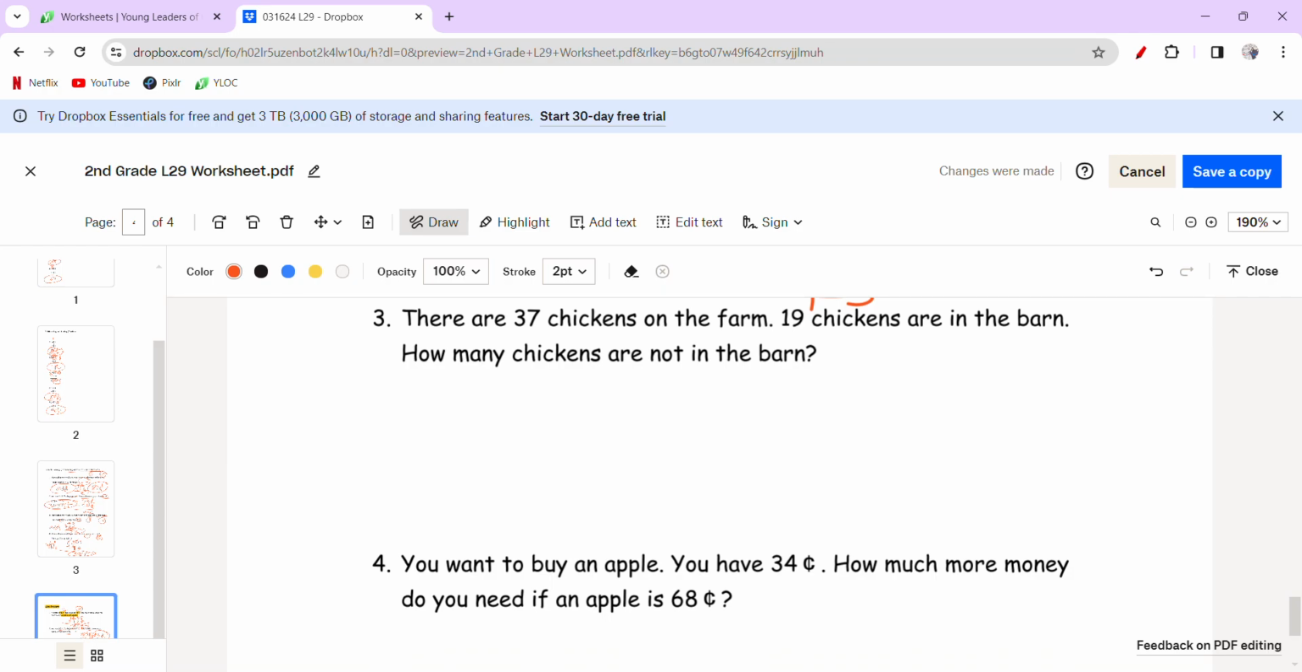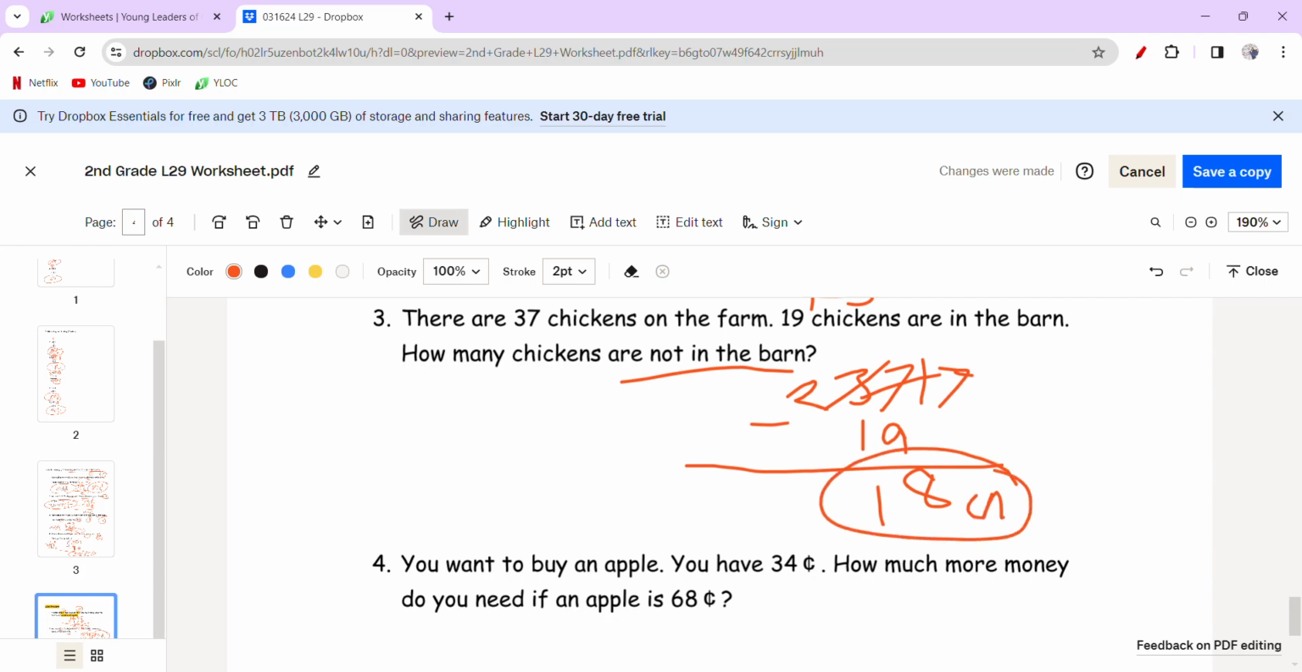There are 37 chickens on the farm. 19 chickens are in the barn. How many chickens are not in the barn? Okay, so they're asking how many chickens are not in the barn, right? If they gave us the total amount of chickens and how many chickens are in the barn, you would just simply subtract those two numbers. So 7 minus 9, you can't do that, so you'll borrow from here. This will be 2. This will be 17. 17 minus 9 would be 8. 2 minus 1 is 1. So it would just be 18 chickens.